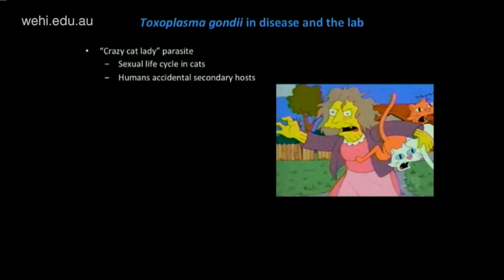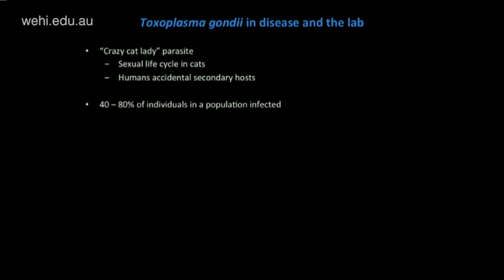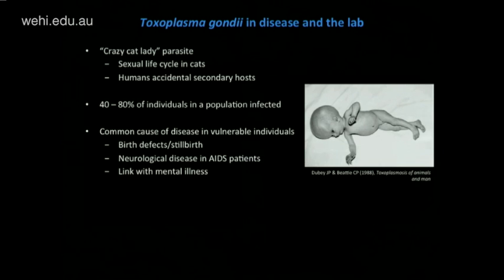So any infection is normally just accidental from the environment. But Toxo is almost ubiquitous throughout the world. Between 40 to 80% of individuals in any one population can be infected, and it can cause severe disease in vulnerable individuals, including birth defects and stillbirth if infection occurs during pregnancy. Toxo is still the main cause of neurological disease in AIDS patients. And a number of studies have shown a consistent link between infection by Toxo and mental illnesses like schizophrenia.